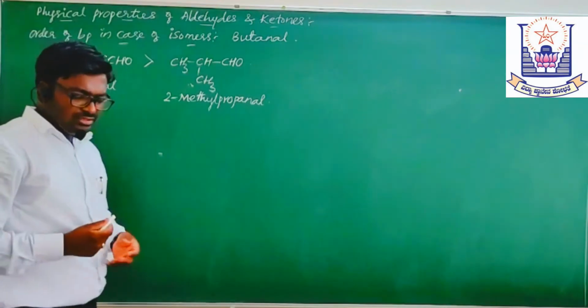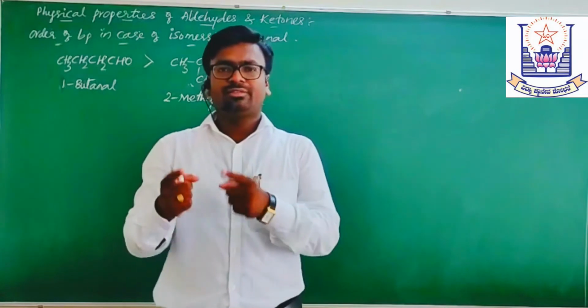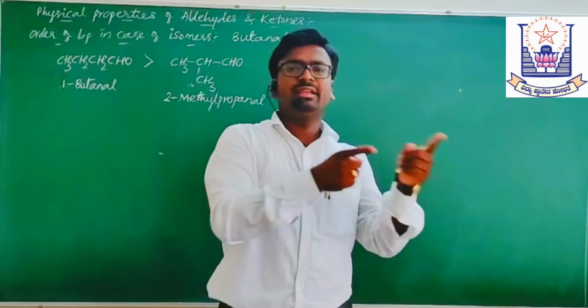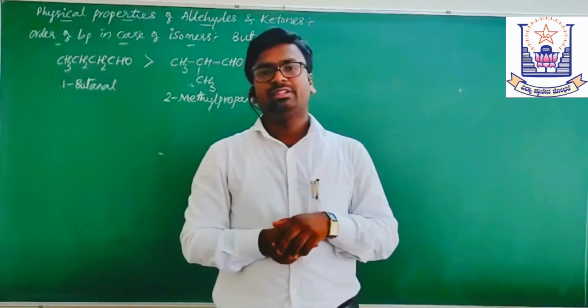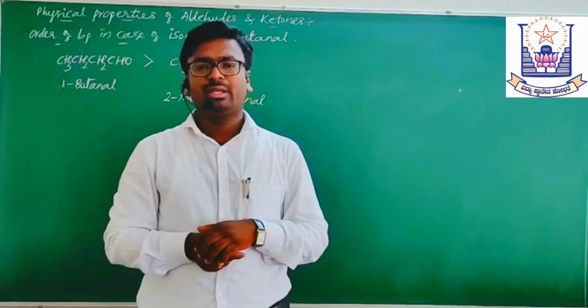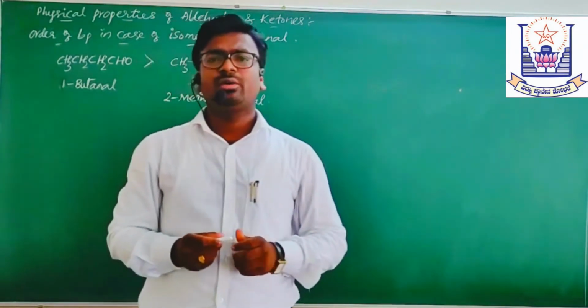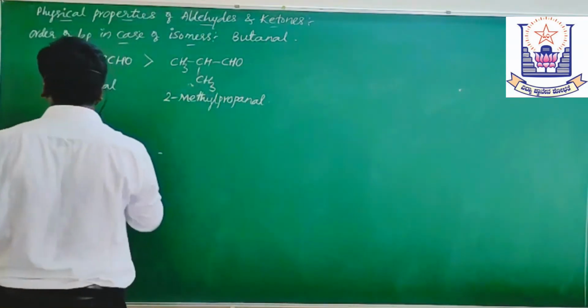Okay. And in case of a homologous series, when you move from formaldehyde to acetaldehyde, acetaldehyde to propionaldehyde, then to butyraldehyde, as the number of carbon atoms in the parent chain increases, the boiling point increases. It is already discussed. Okay, we shall discuss the fourth physical property, that is solubility.